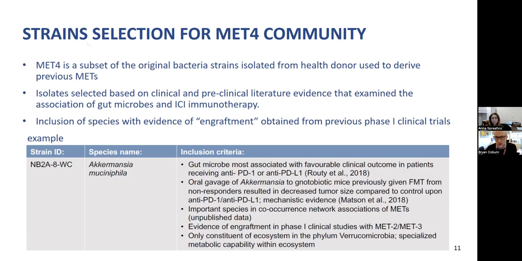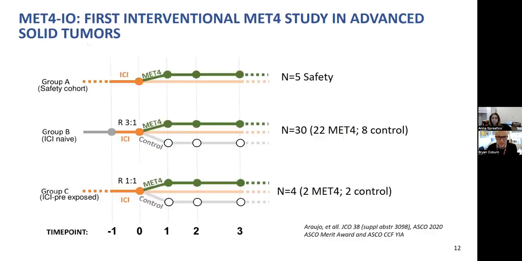One of the species included, Akkermansia muciniphila, for example, has been shown to be associated with response to immunotherapy, in one of the original studies documenting this relationship between immunotherapy responsiveness and the microbiome, published in Science in 2018. Next slide. We undertook a study of MET4 compared to a placebo in individuals with solid tumors.